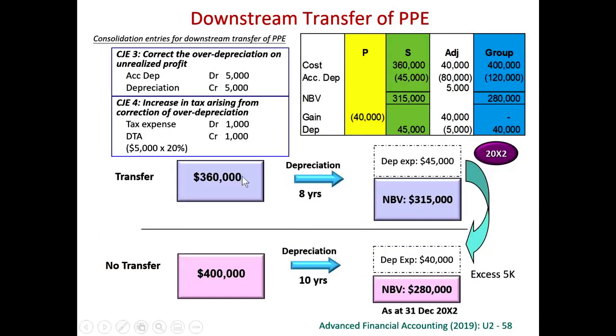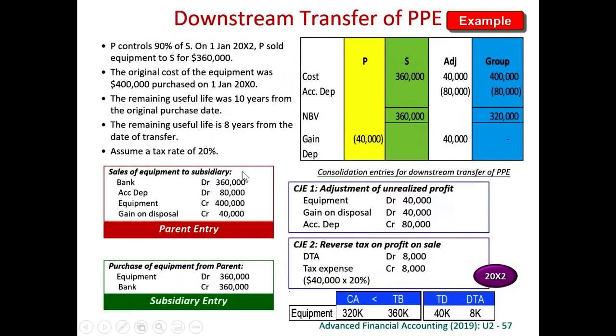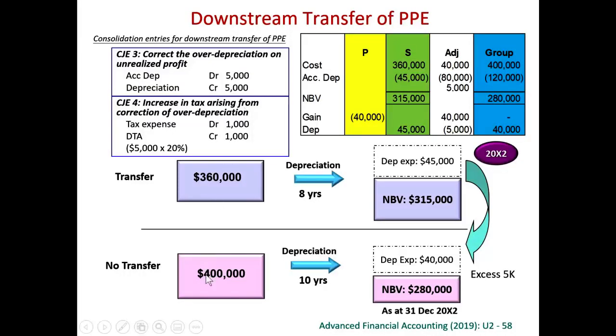Not only do we have to adjust for the gain on disposal, we notice that this intra-group transaction occurs on the very first day of the current year. Therefore, 1 year has been depreciated. Originally, the depreciation should be 400,000 depreciated over 10 years. This means 40,000 every year. Now, because of the transaction, the value has been overstated to 360,000. And this 360,000 will be depreciated over the remaining 8 years.